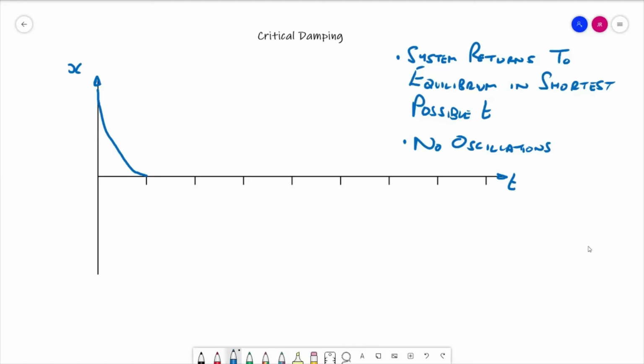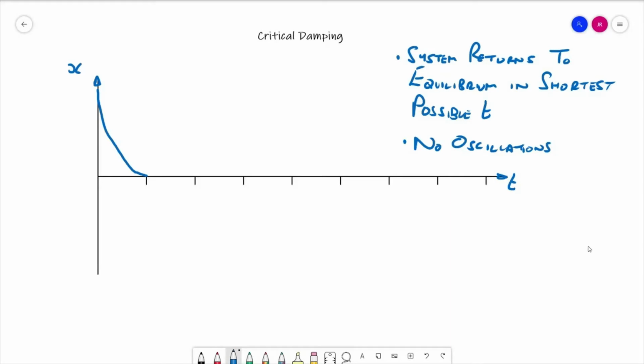Now, there are loads and loads of different places that you can find critical damping, and what I suggest you do, maybe as an exercise for yourself, is go away and search for uses of critical damping systems, and have a look at the different places and situations where you might find critical damping occurring.